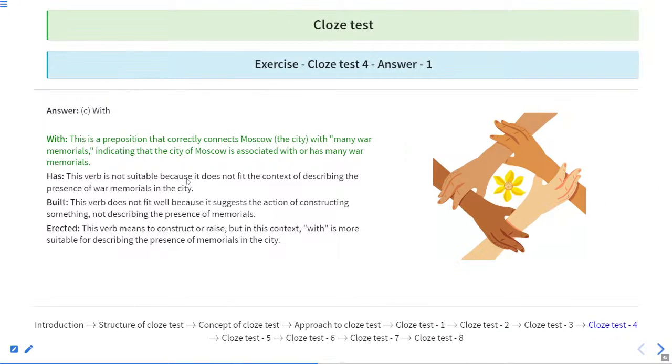So, the correct answer is with. With is a preposition that correctly connects Moscow, the city, with many war memorials, indicating the city of Moscow is associated with or has many war memorials.